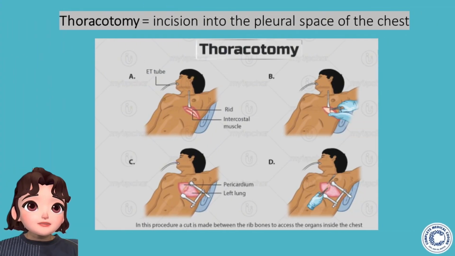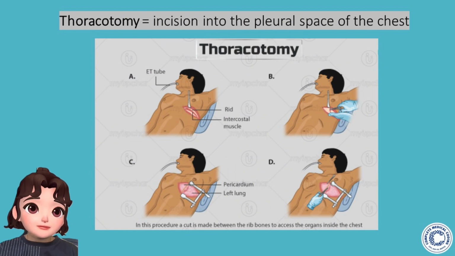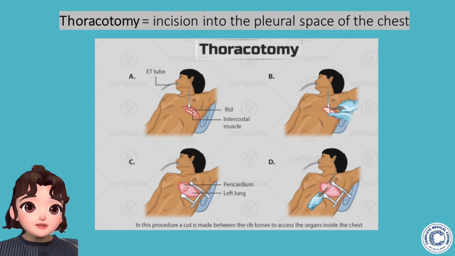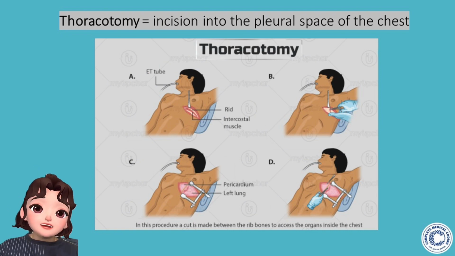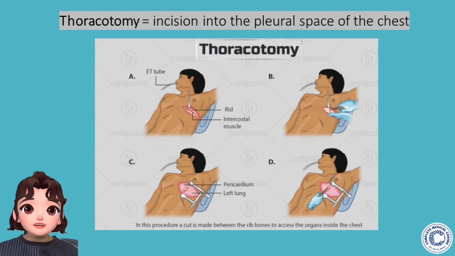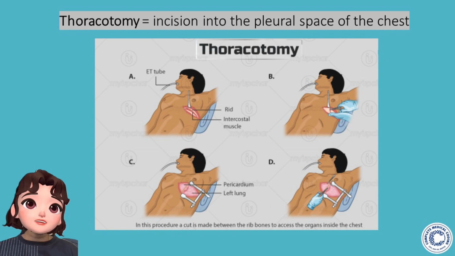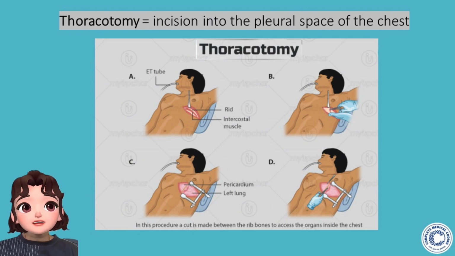Now, thoracotomy, an incision into the pleural space of the chest. In this procedure, a cut is made between the rib bones to access the organs inside the chest. In order to access the organs inside the chest, the physician will make an incision into the pleural space of the chest, and that procedure is called thoracotomy.